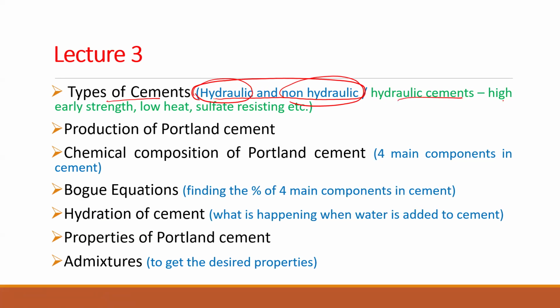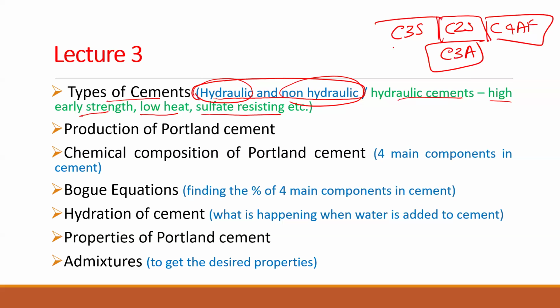So hydraulic cements can be high early strength, low heat, sulfate resisting, etc. There are different types of hydraulic cements. Depending on our application, we need to select the right type. To get the right type, we can have admixtures. We can select a cement with different composition of the 4 compounds, C3S, C2S, C4AF, and C3A. These 4 components are responsible for different actions in the cement. They are the main 4 components.